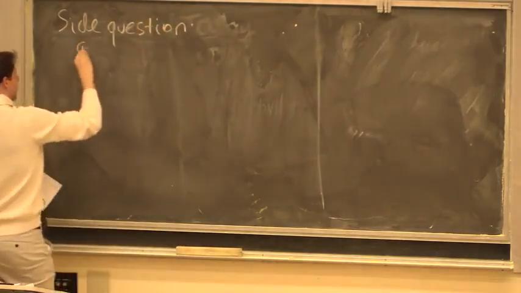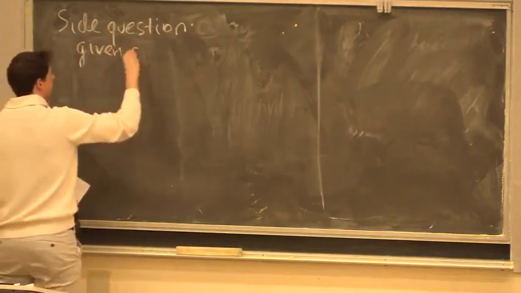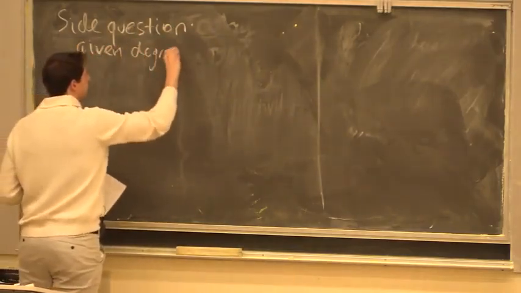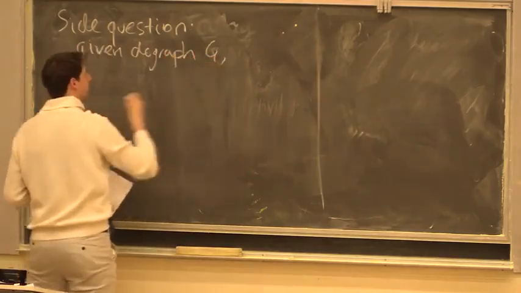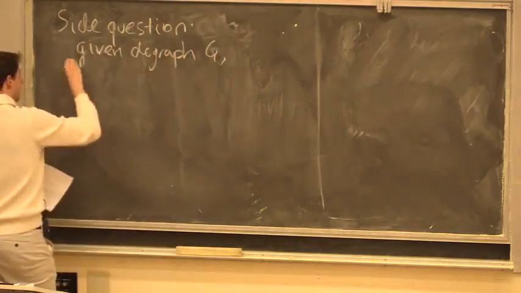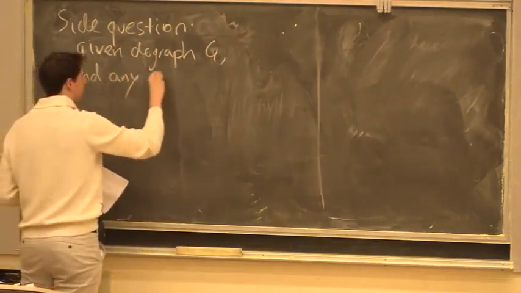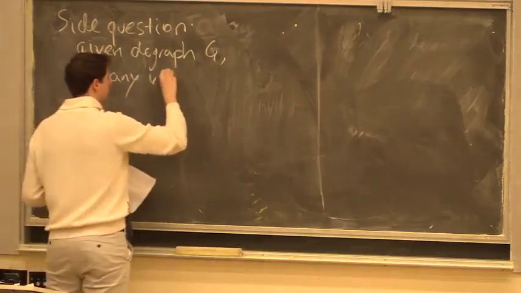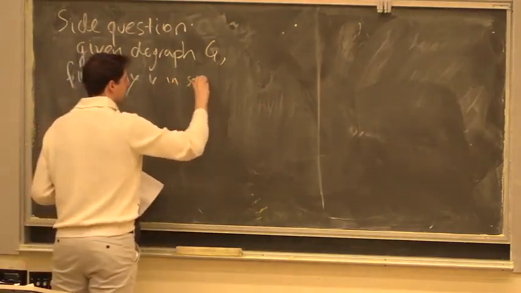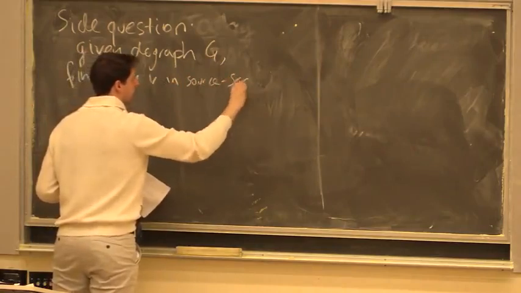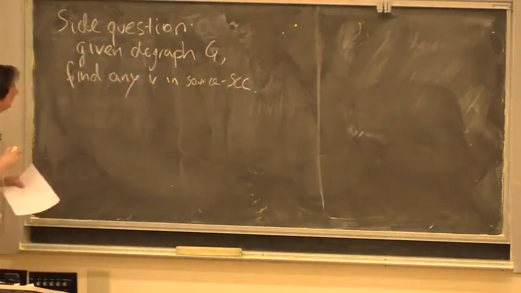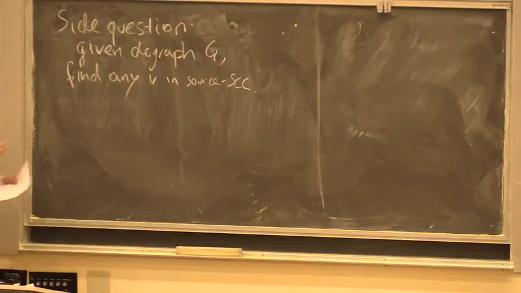So, given a digraph G, find any V in a source SCC. Any ideas of how we might do it with pre and post numbers?